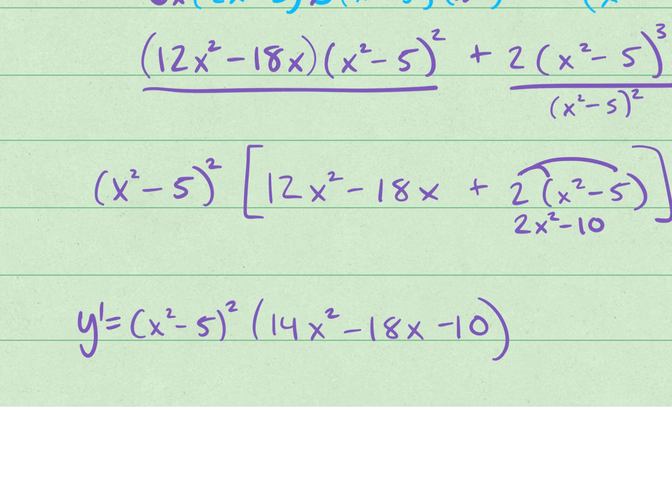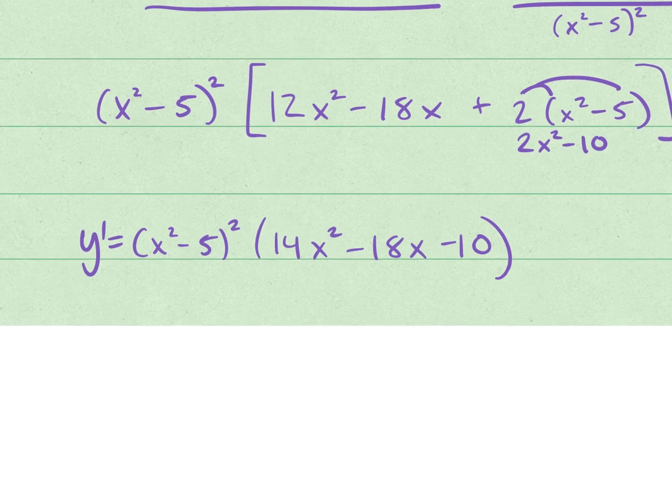We could simplify this a little bit more. This would be perfectly fine on a test. But if this was a multiple choice question and it simplified a little bit differently, make sure you know that it could look different. So do I have a GCF in my second term? Here, do I have a GCF? 2. I could take out that 2 and put it on the outside. So 2 times x squared minus 5 squared times 7x squared minus 9x minus 5.